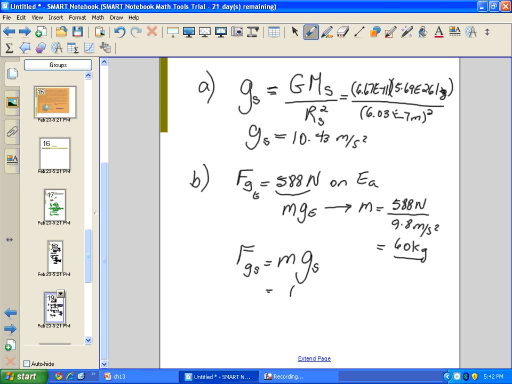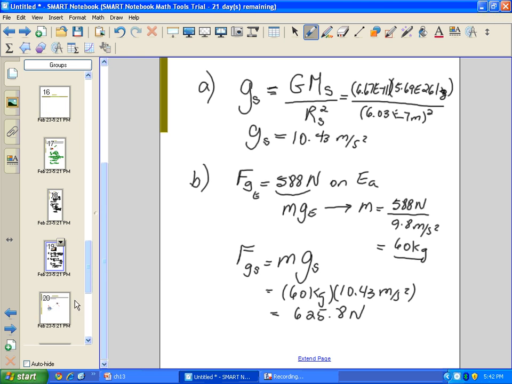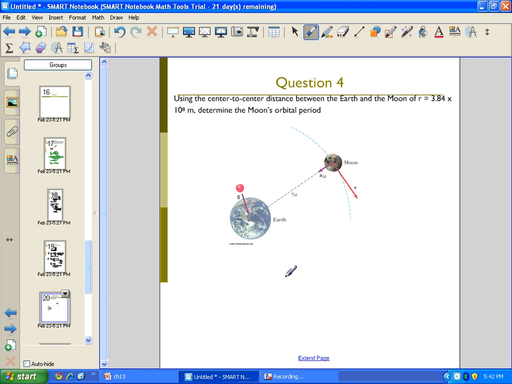Now we can use this mass, 60 kilograms, with the result that we obtained earlier, 10.43 meters per second squared, and now we get his weight on the planet Saturn, 625.8 newtons. Next question.